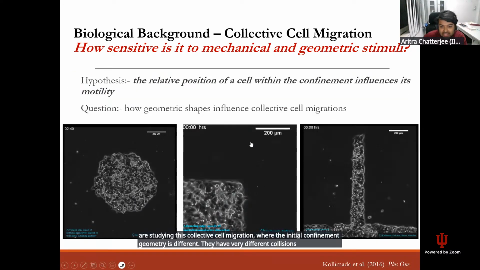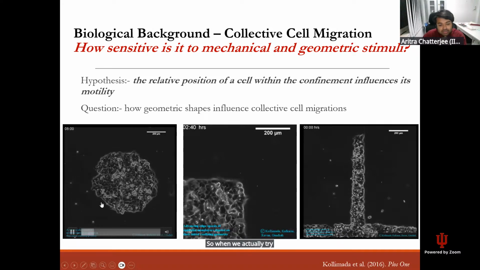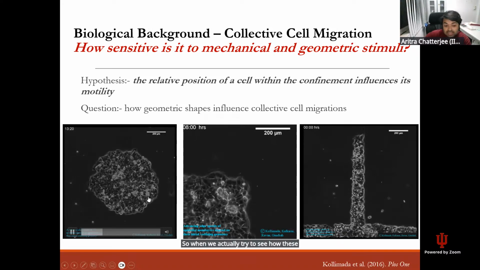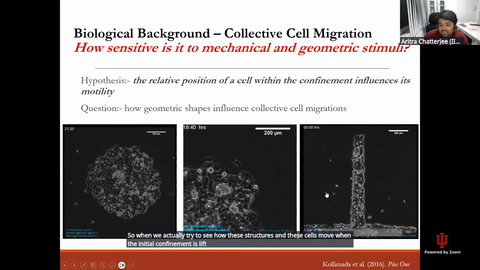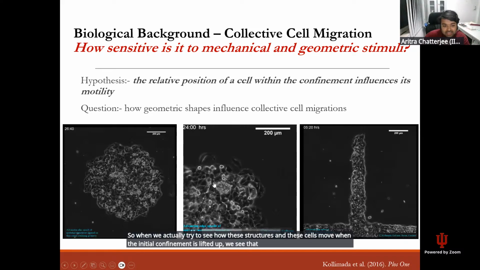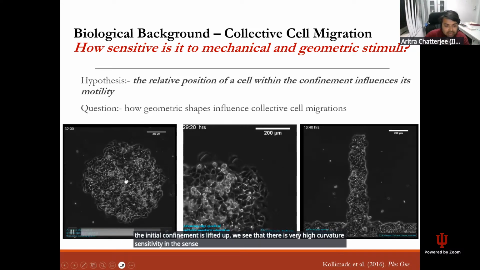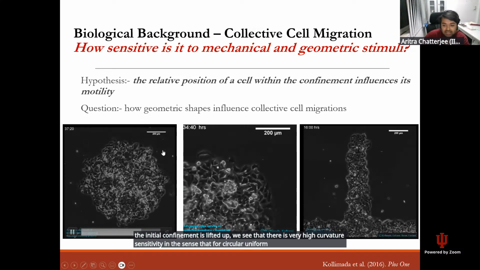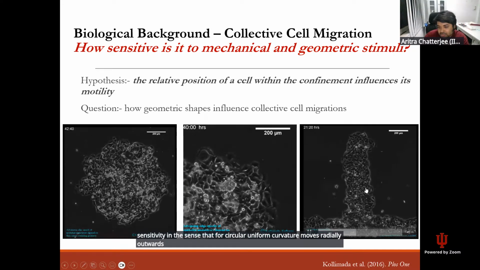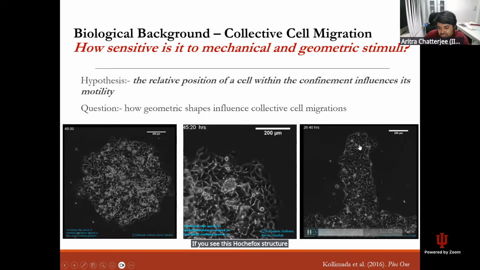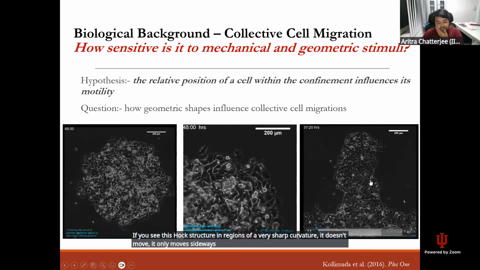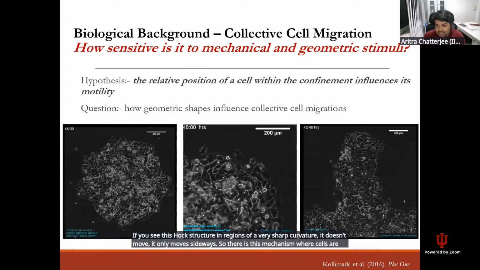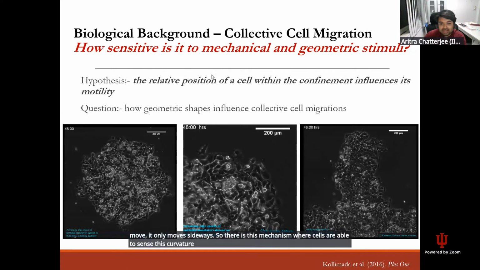So when we try to see how these structures and these cells move when the initial confinement is lifted up, we see that there is very high curvature sensitivity, in the sense that for a circle with uniform curvature, it moves radially outwards. If you see this plus-shaped structure, in regions of very sharp curvature, it doesn't move. It only moves sideways. So there is this mechanism where cells are able to sense these curvature distributions, and the relative position within this confinement is influencing its motility.